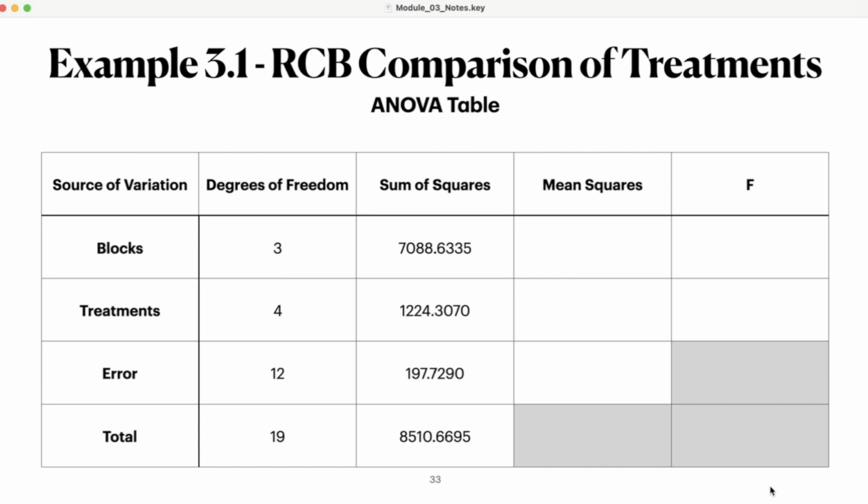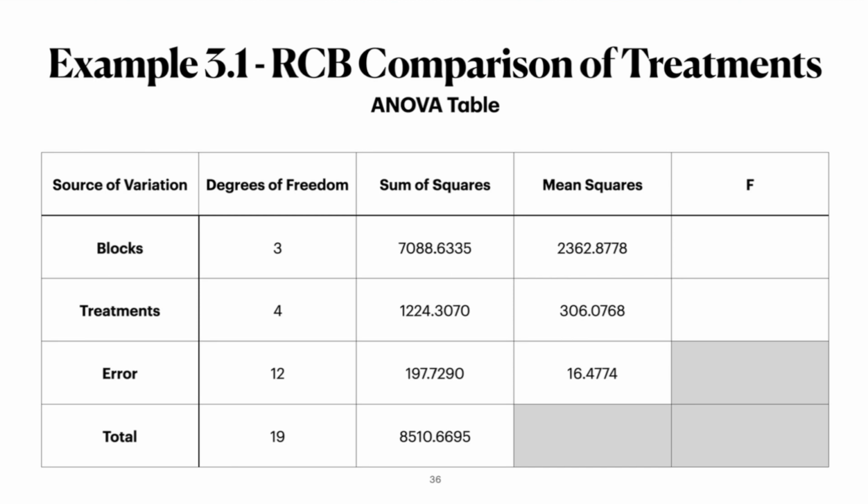Once we have all of these sums of squares, we can compute the mean squares by dividing each of these three sums of squares by the corresponding degrees of freedom. The mean square for blocks is 2362.8778. The mean square for treatments is 306.0768. The mean square error, which remember is our estimate of sigma squared, the variance associated with the model error term, is 16.4774.